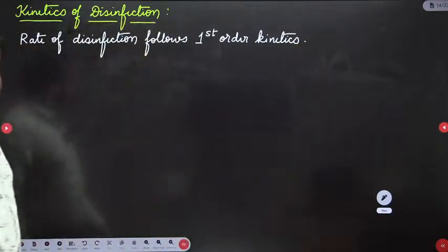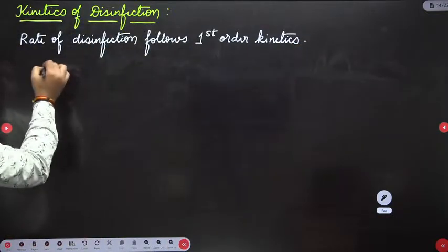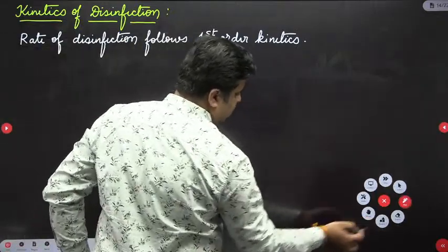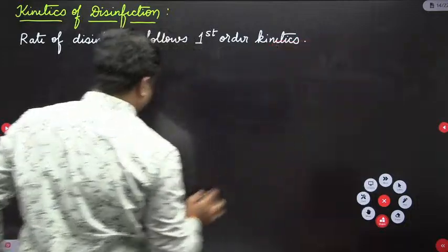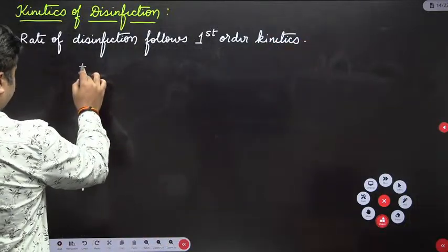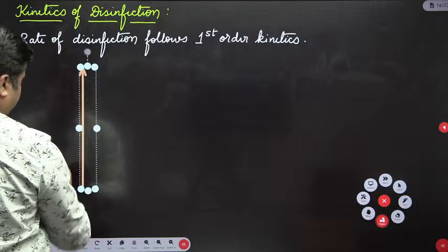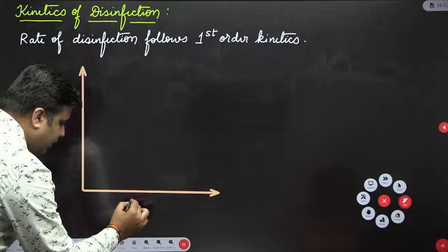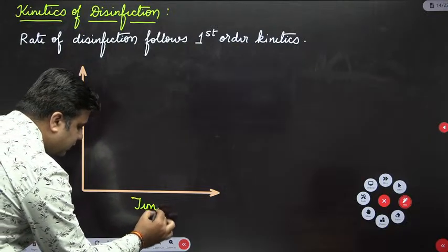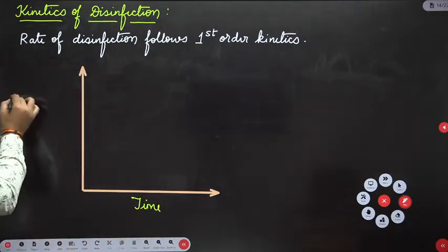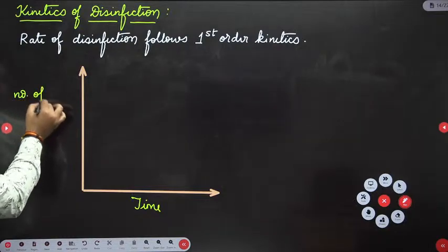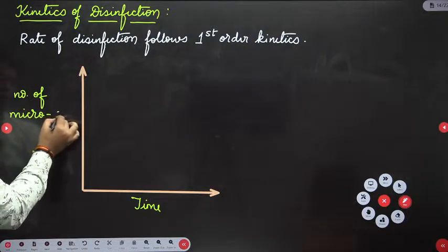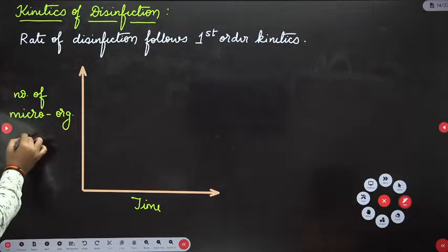Rate of disinfection follows first order kinetics, that is, killing of microorganisms follows first order kinetics. You see, if on the x-axis I plot the time and on the y-axis I plot the number of microorganisms that are present in the system. X-axis is the time axis and y-axis is the number of microorganisms present in the system.